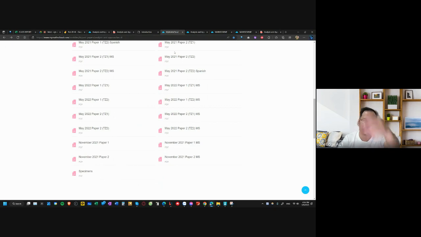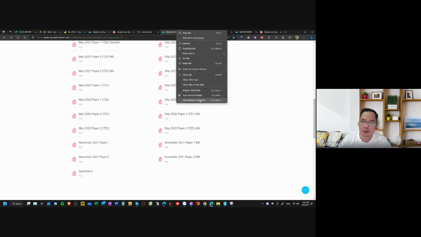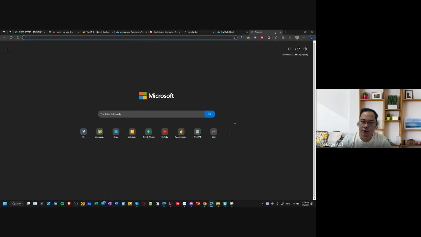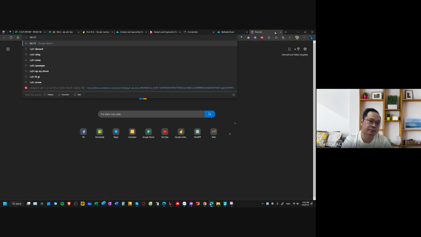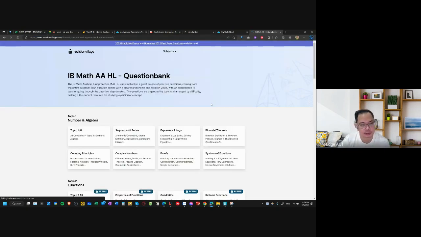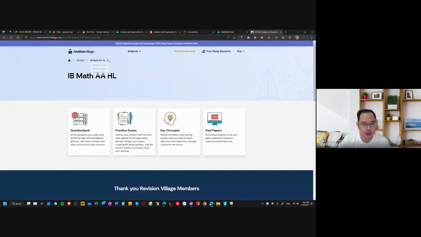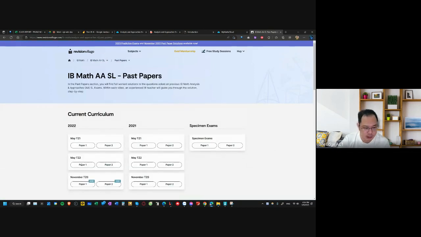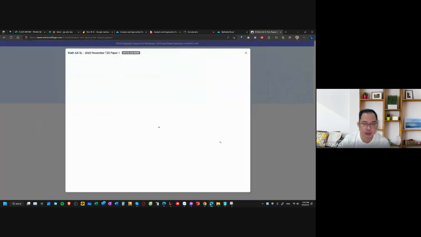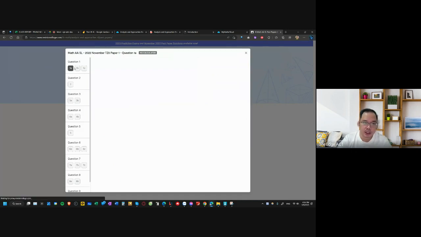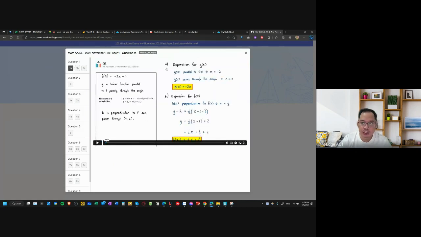We can find that on the revision website, on the tab to the right. Or we can do the paper in 2021. November, here. Paper 1, paper 2. Check paper 1 first. Question 1. Question 1 is about functions. Again, function is a huge part.